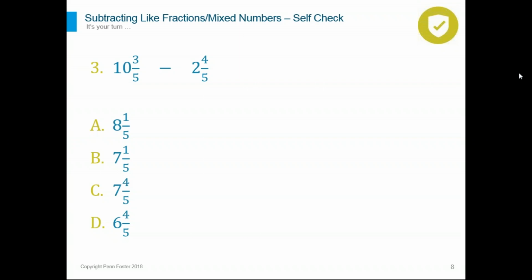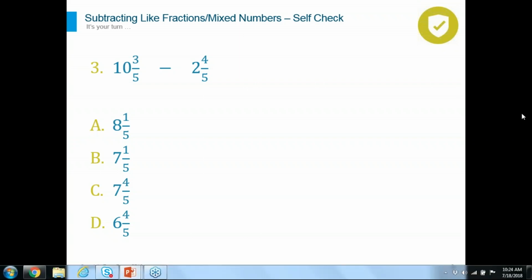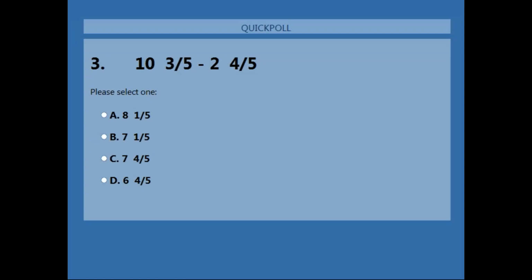Okay, I'm going to display the question again, and you're able to pick your answer. Here you go. Marlene and Camden, yes, your answers are correct. So move on to the next steps and see what would be the final answer for this subtraction problem.